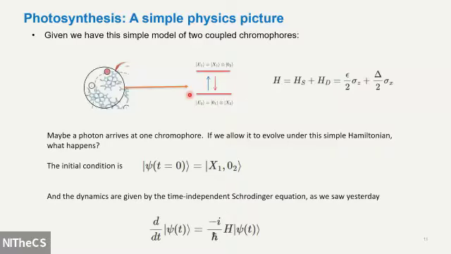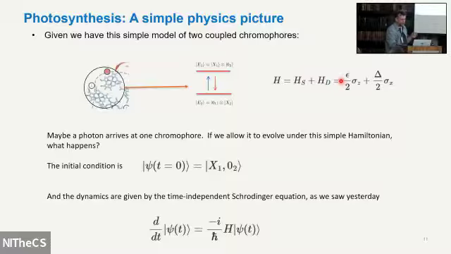So we have this very simple model of two coupled chromophores. So what we want to imagine is maybe one of them gets excited. We just allow it to evolve under this natural Hamiltonian. So we put an initial condition where we just put an excitation on one site. I think we've seen this in other talks already, where we just have a single qubit and we're going to see some sort of coherent oscillation.